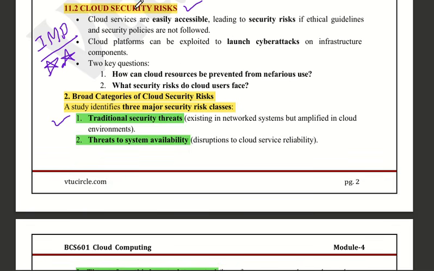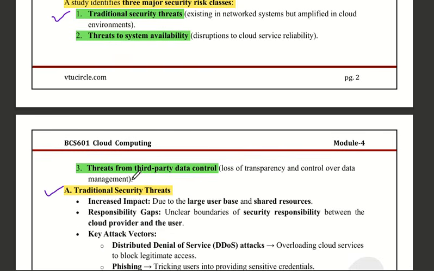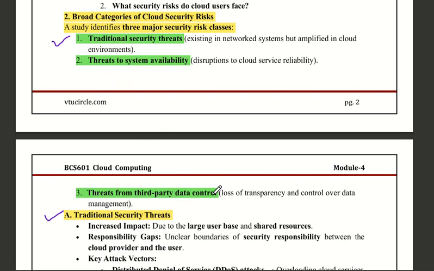So the first one is cloud security risks. It is an important concept. There's a chance of this question appearing in the upcoming exam, because cloud security risks are broadly classified into three types. The first one is traditional security threats. The second one is threats to system availability, and the third one is threats from third party data control. You just remember these three categories.